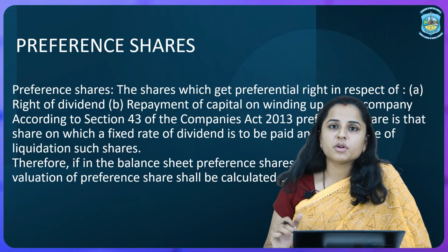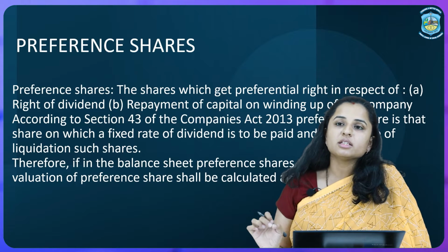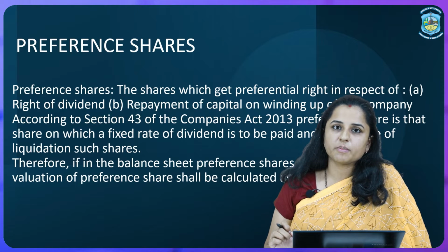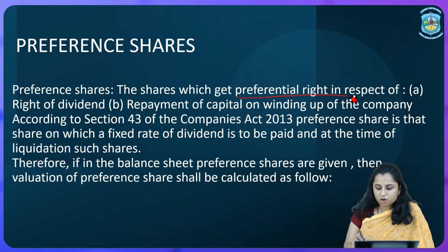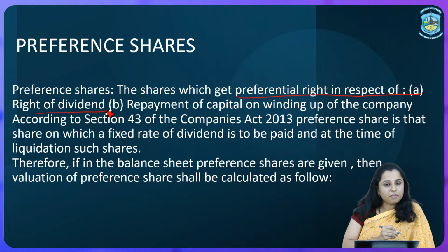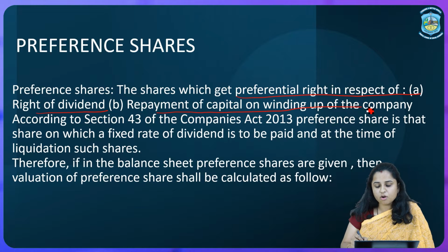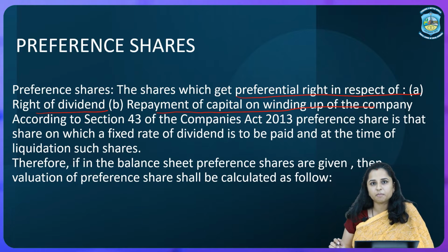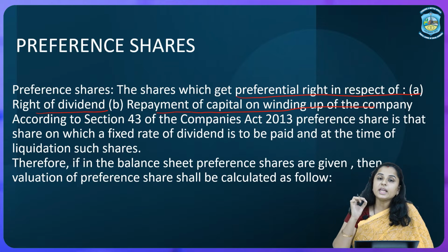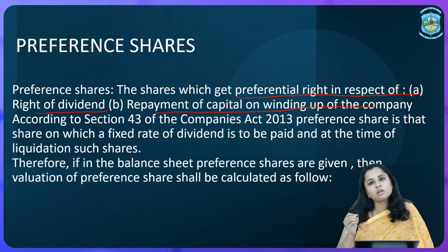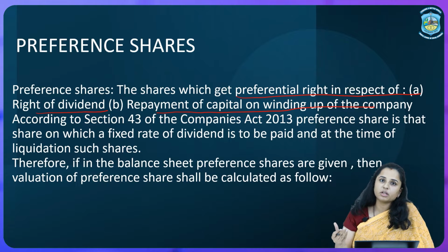Before moving forward to the valuation of a preference share, let us discuss what exactly a preference share is. A preference share is a share which has a preferential right for payment of dividend as well as for repayment of capital in case of winding up of the company. You might also have seen in the balance sheet 6% preference share, 8% preference share. That 8% denotes that the preference share has a fixed rate of dividend, which is 6 or 8%. This is not so with the equity share. Equity shares do not have a fixed rate of dividend, they have a flexible rate of dividend.